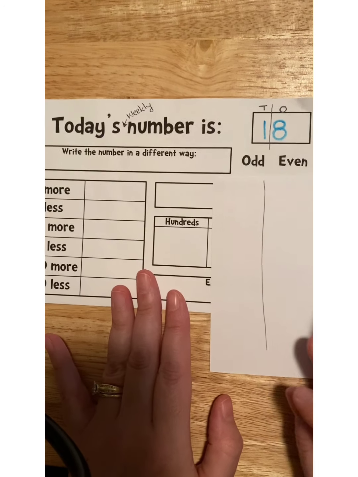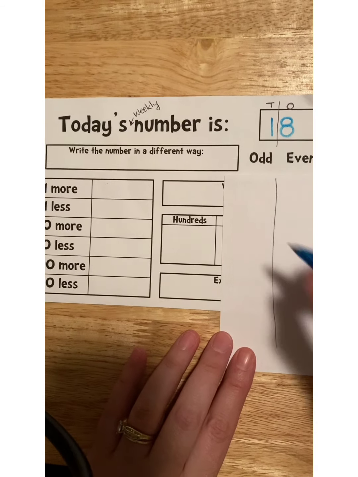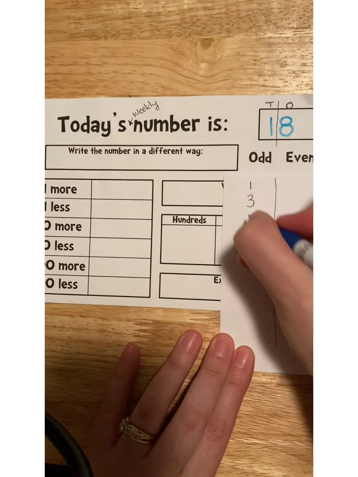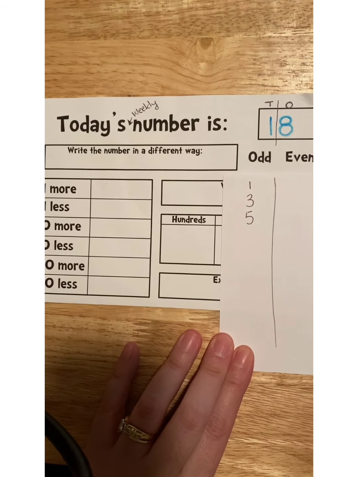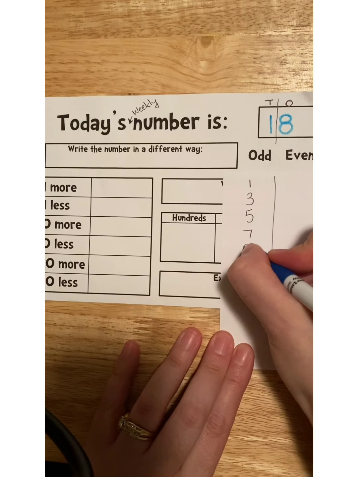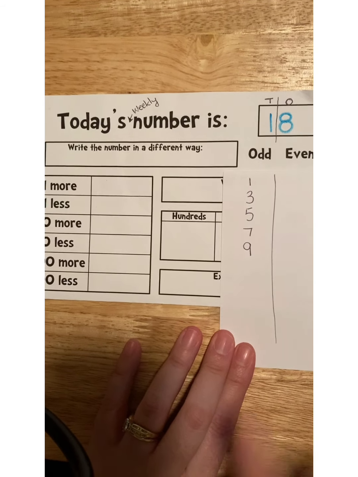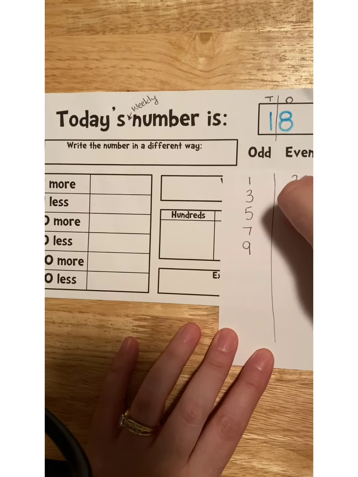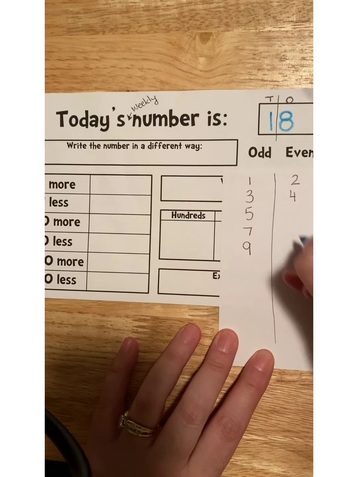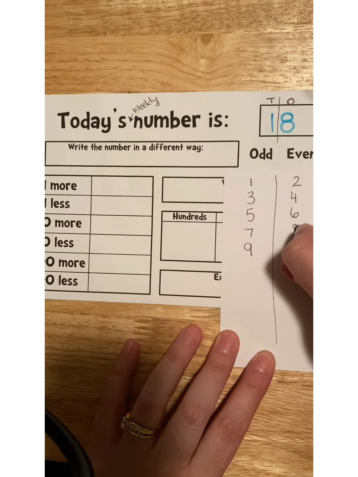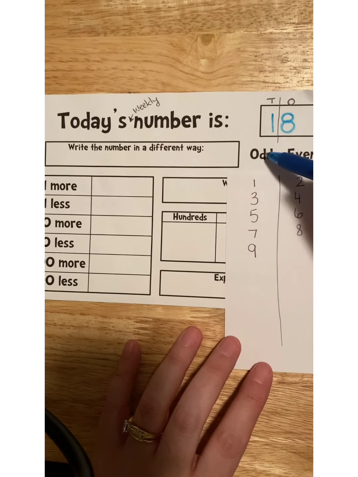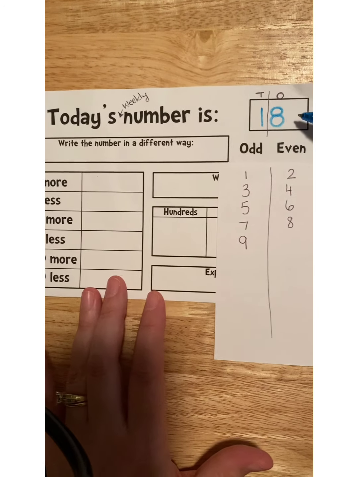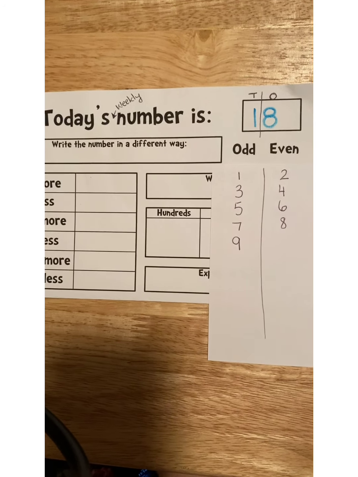Okay? So odd numbers are, let's review them, 1, 3, 5, 7, and 9. Okay, these are odd numbers. That means even numbers are 2, 4, 6, 8. So looking at these numbers, odd numbers and even numbers, and here in our ones place is the number 8. Is number 8 even or odd?